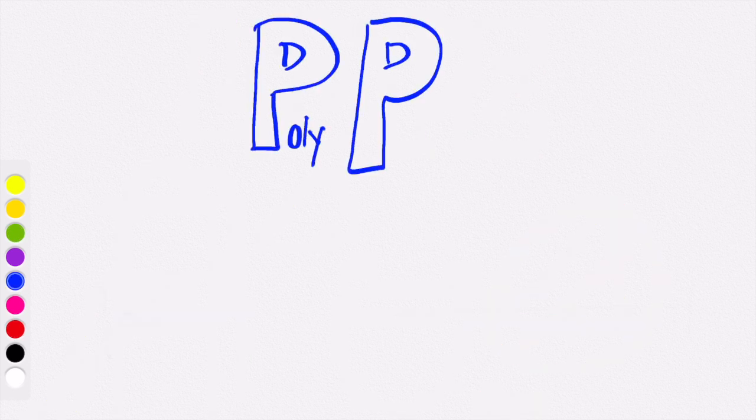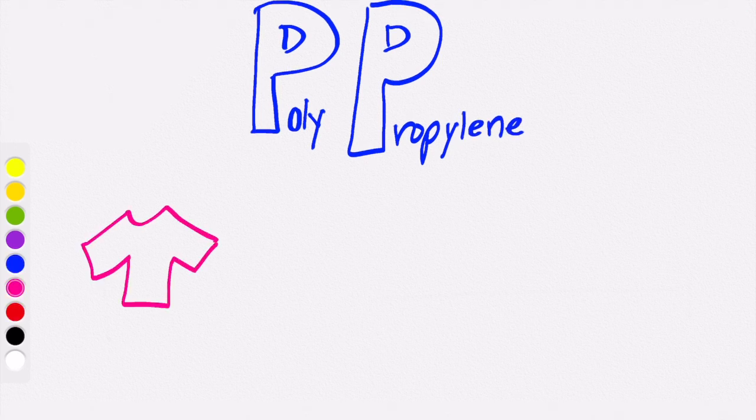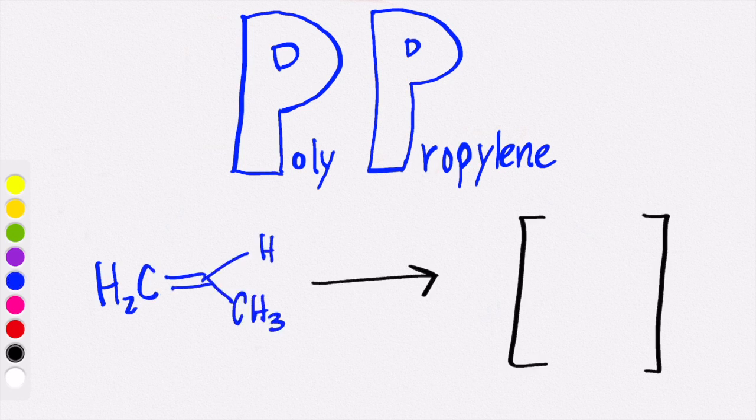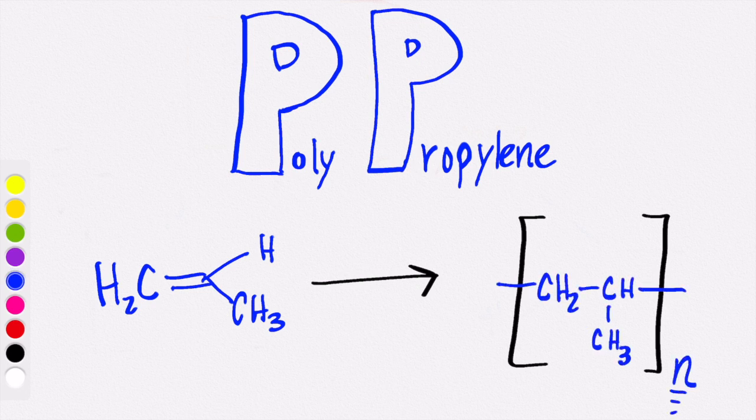PP stands for polypropylene, and this is used in injection molding, bottle caps, surgical tools, and in clothing. It is recyclable, but is also often rejected. It is made up of a string of propylene molecules that are combined in the following reaction.